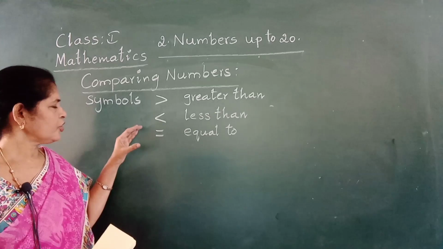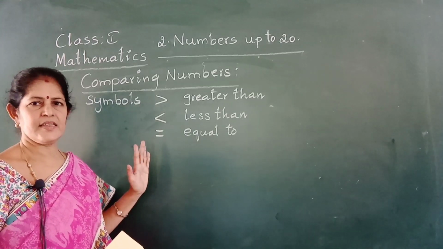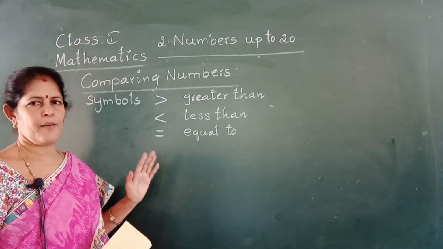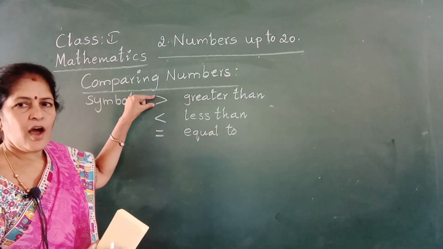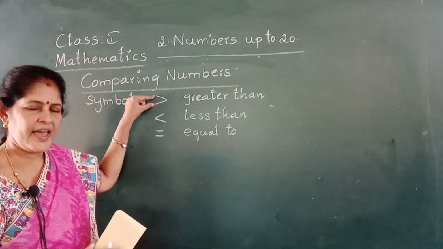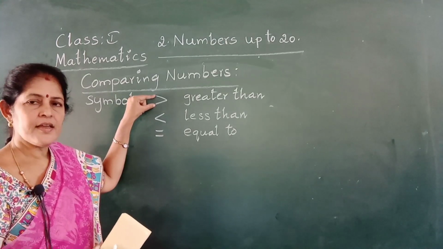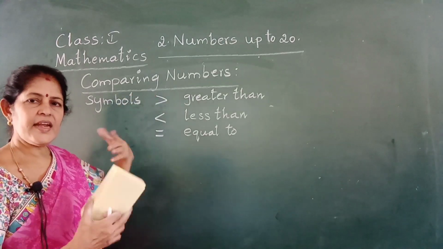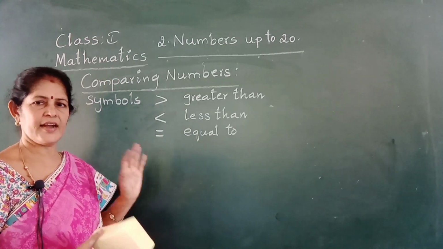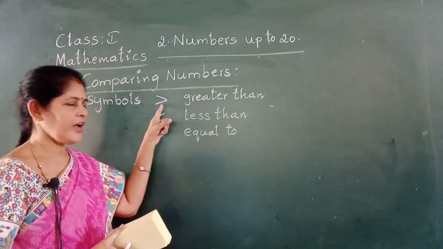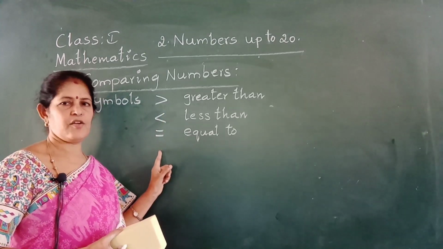Now we are going to use these symbols in between the given two numbers. We are going to compare. The open side always shows the big number. Open side always shows the big number. Okay, understood the concept? The symbol for greater than, symbol for less than, symbol for equal to.